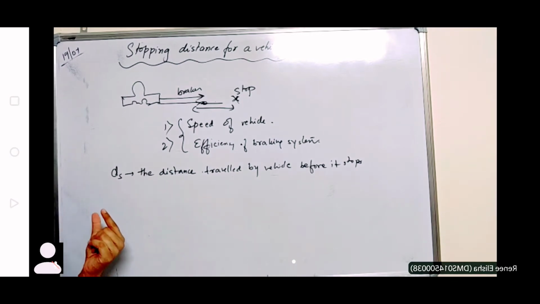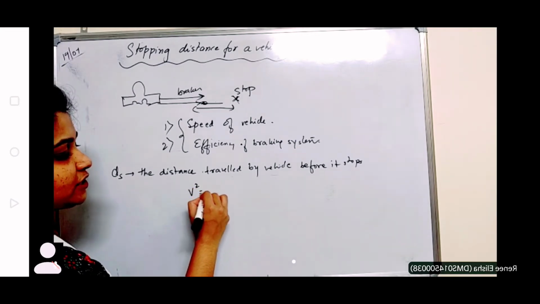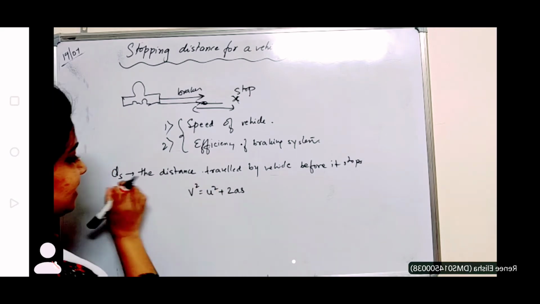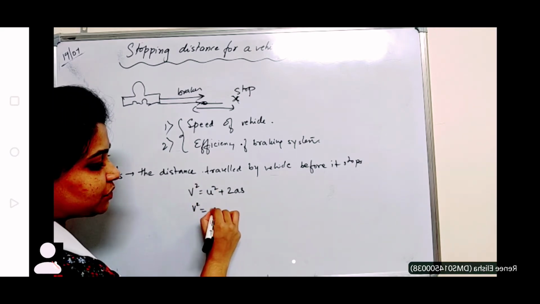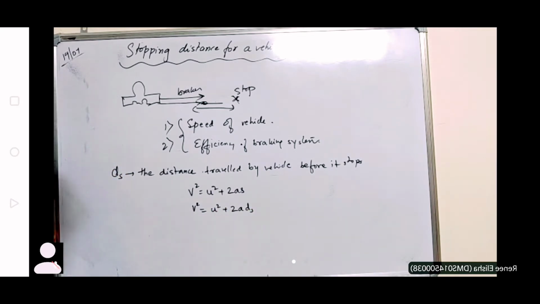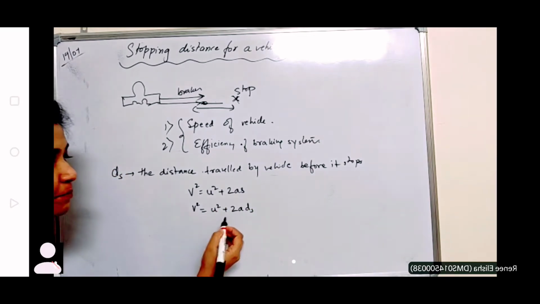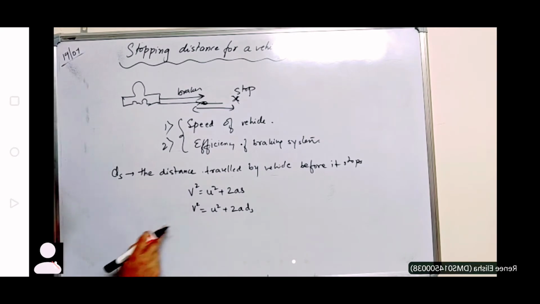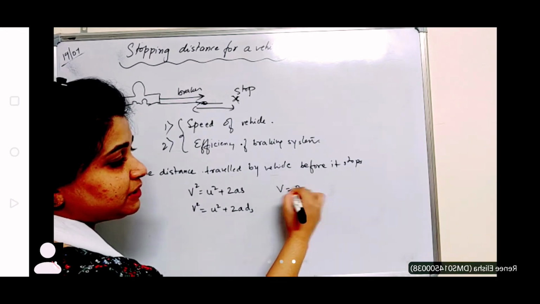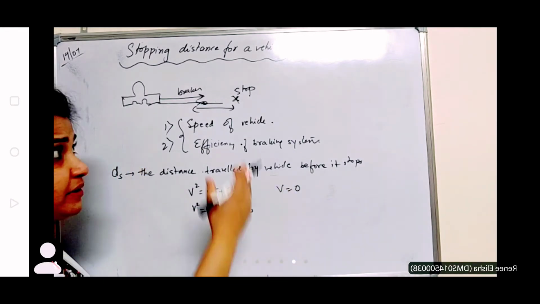Then we know by using the equation of motion, v square is equal to u square plus 2as. Here we have taken s as ds, so v square is equal to u square plus 2a into ds. Before solving for ds, we know that finally the vehicle has to stop, right? Once we apply the brake, it has to stop.